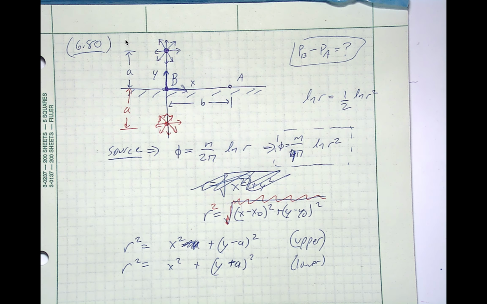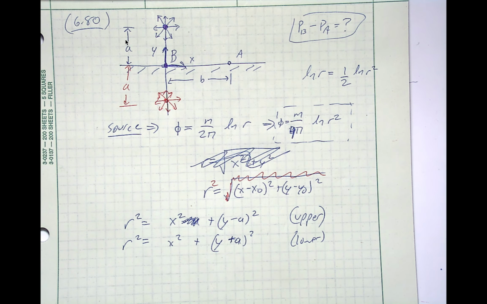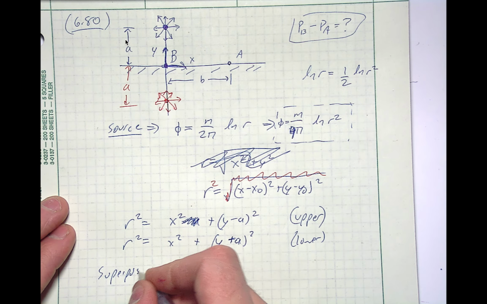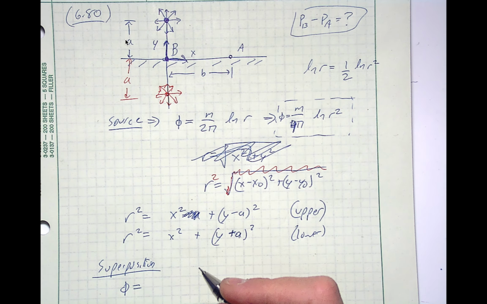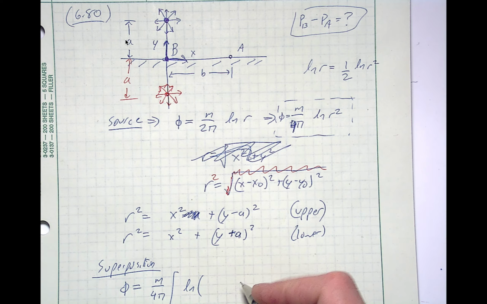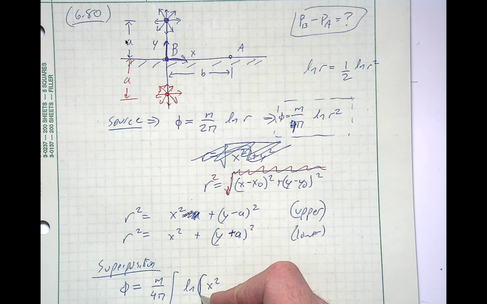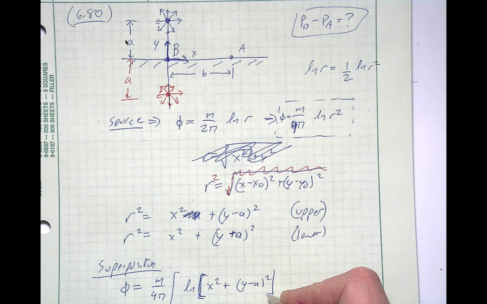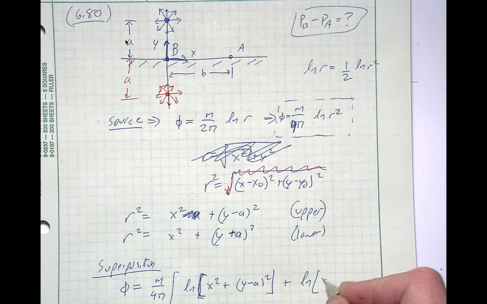Now, superposition means that we can just add them together to get our full velocity potential. So this is m over 4 pi. They're equal strength sources here. And then we have natural log of x squared plus y minus a squared plus natural log of x squared plus y plus a squared.